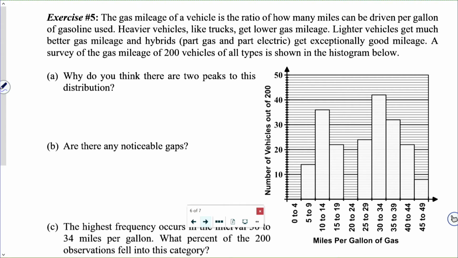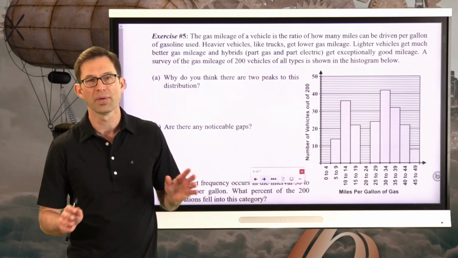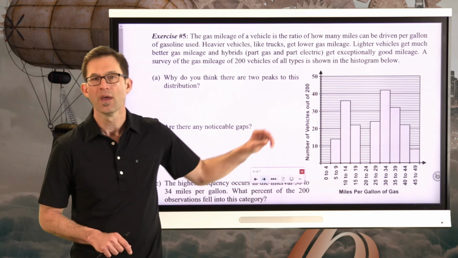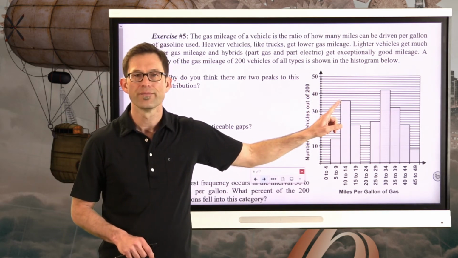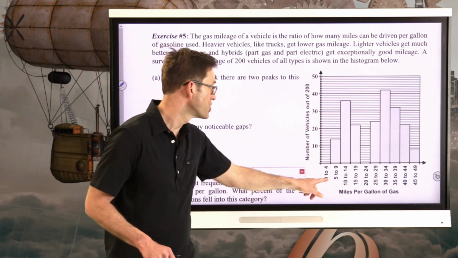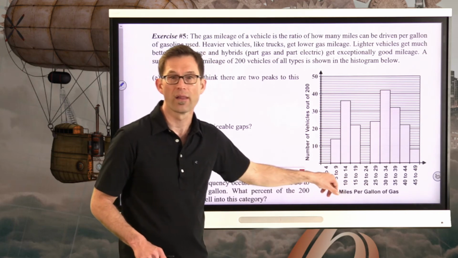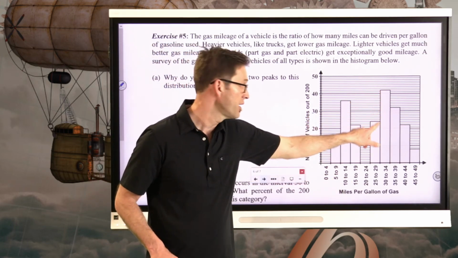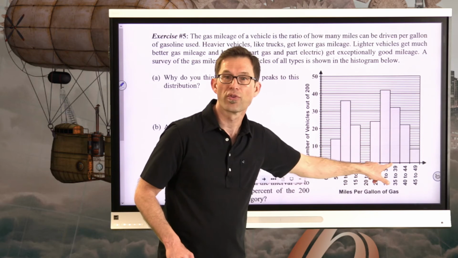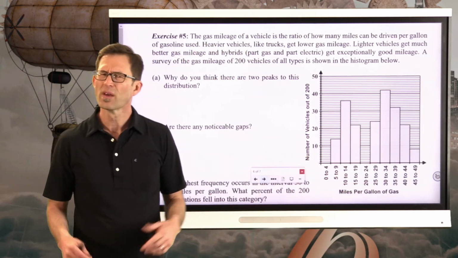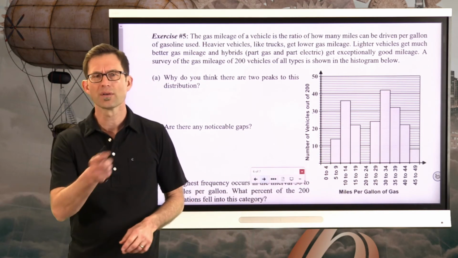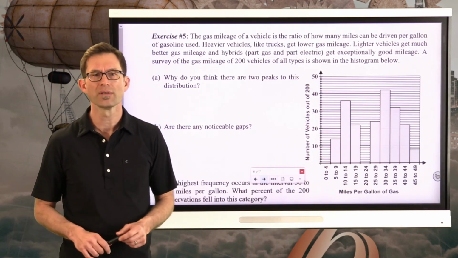Letter A, why do you think there are 2 peaks to this distribution? Just to be very clear, we had been looking at peaks and gaps in terms of dot plots. There's one peak right here for vehicles that get between 10 and 14 miles per gallon. And then there's another peak right here for vehicles that get between 30 and 34 miles per gallon. Why do you think there's 2 peaks? Pause the video now and maybe write something down.